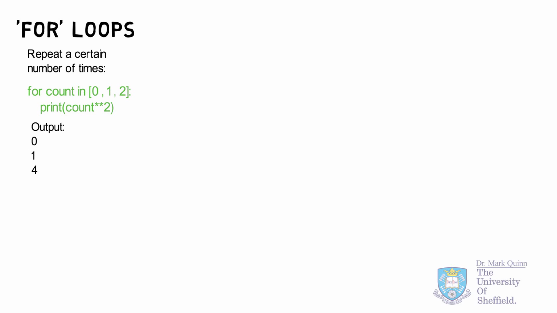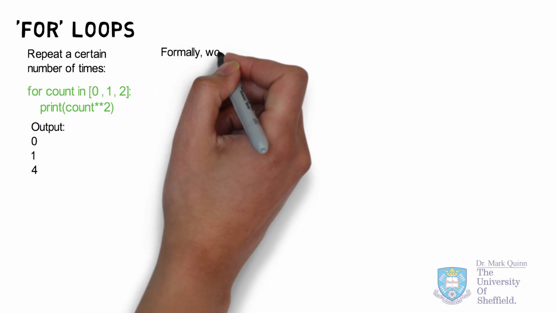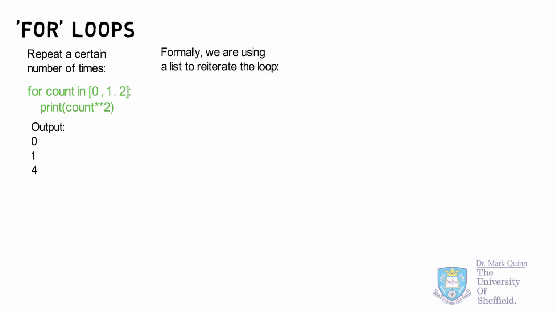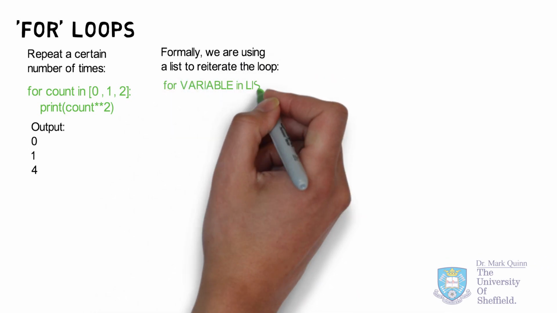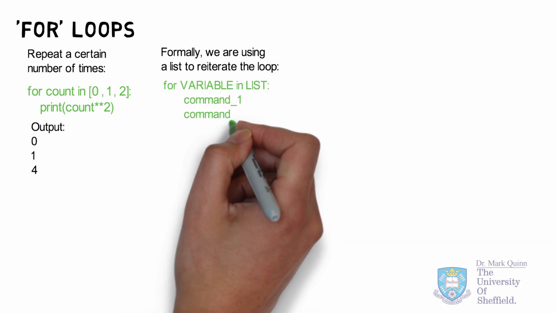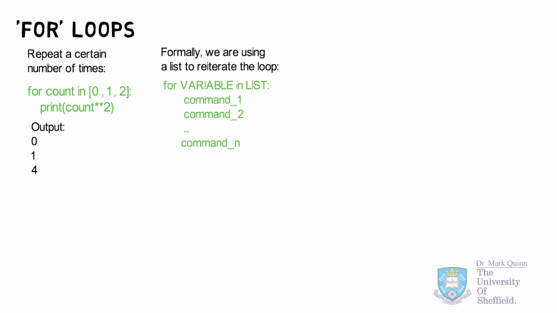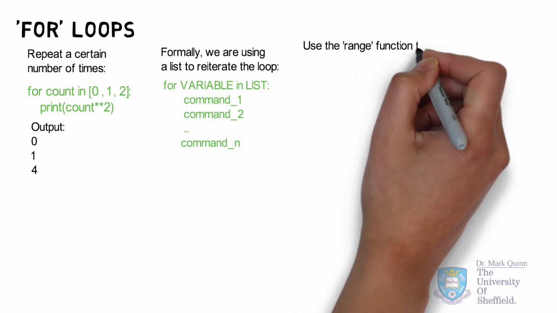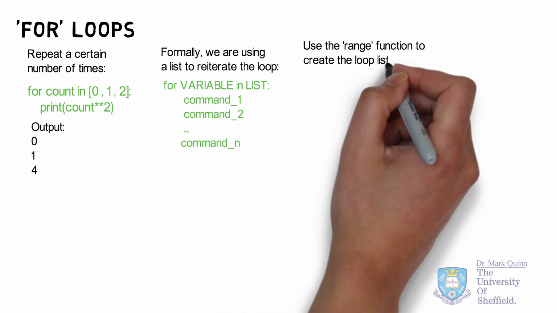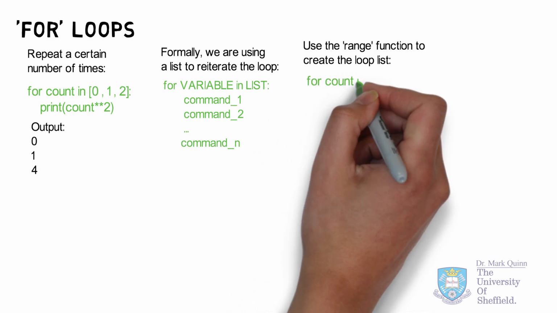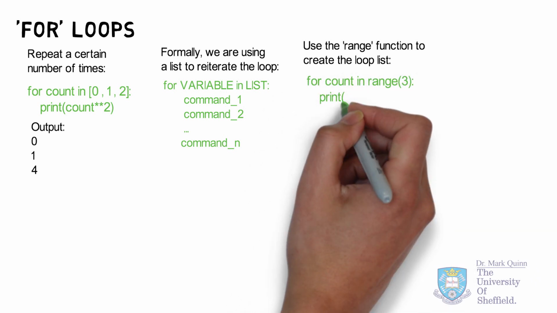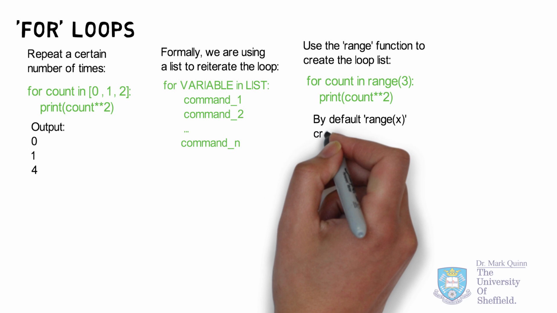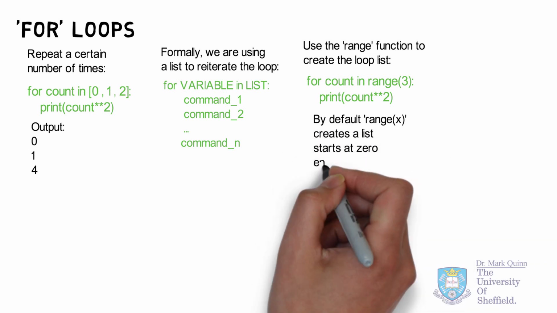Formally, we are using a list to reiterate the loop, and this can be defined in a general type of syntax by some variable in a list execute some sequence of commands, i.e. command 1, 2, all the way to some end command. The list can be created by the function range, and range, as we've seen previously, creates a list of integers, in this case from 0 to 2, or indeed you can use any one-dimensional sequence of numbers, which you can create also using NumPy's linspace or NumPy's arange, for example.